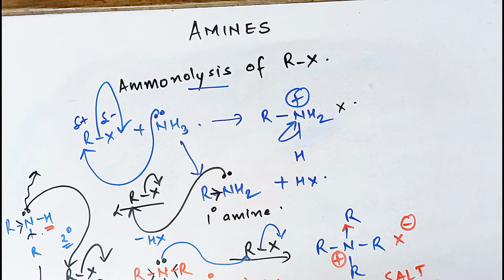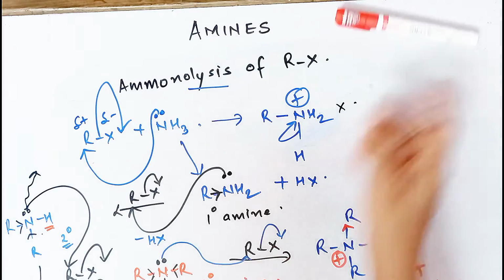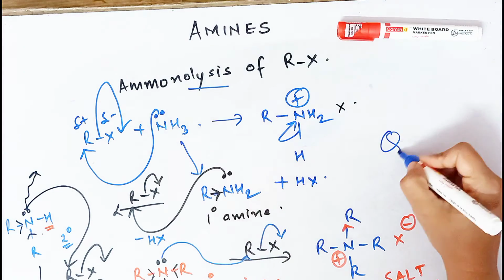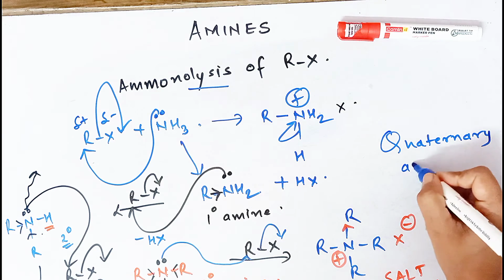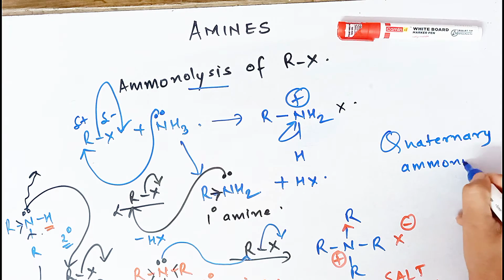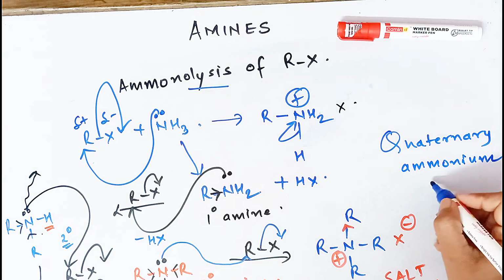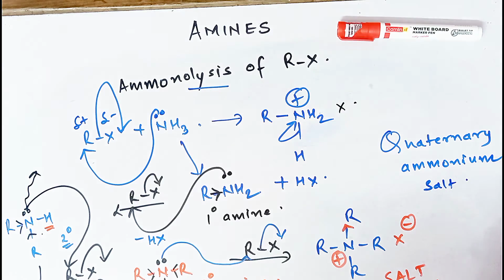What we get is a salt. We get a quaternary ammonium salt. Let's write down. We get a quaternary, this is called as quaternary ammonium salt. So what is the final product of ammonolysis of alkyl halides? That's a question for your exam. So naturally the answer is a quaternary ammonium salt is formed.